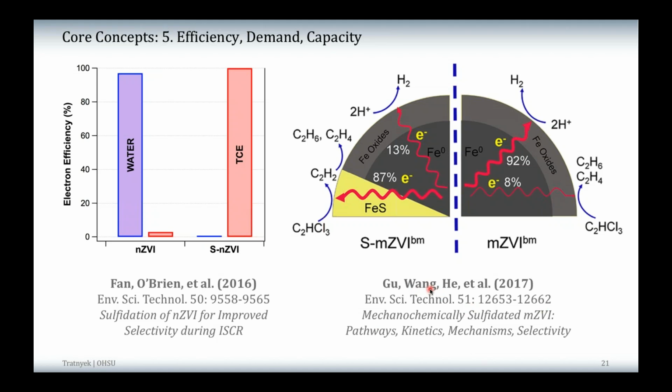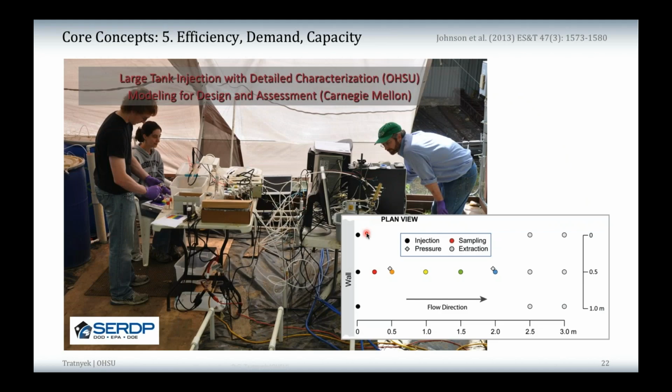And I have a brand new figure here from a new paper by Feng He's group that illustrates the same thing. On the left here, they have sulfidated ZVI, and on the right, they have unsulfidated ZVI. Here they show 92% of their electrons are going to reducing water, and over here, most of the electrons are going to reducing the contaminants.